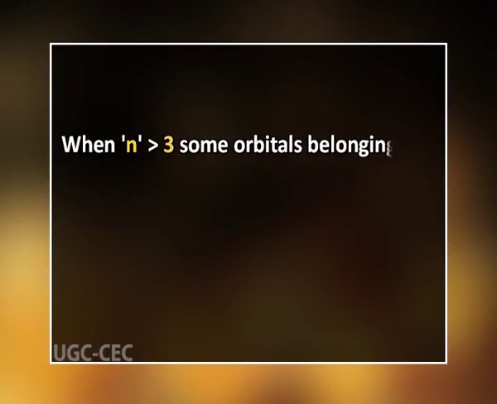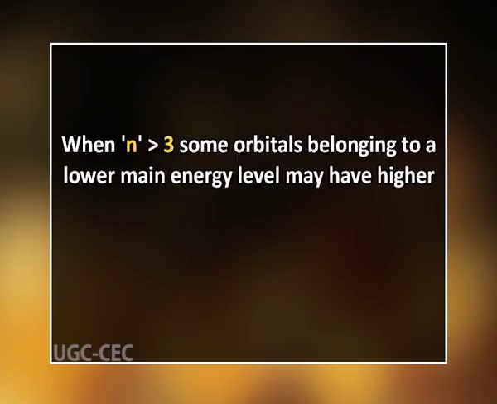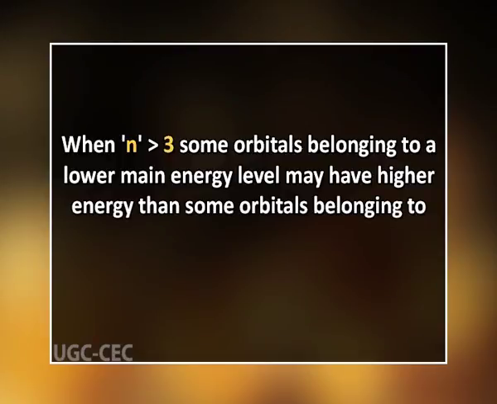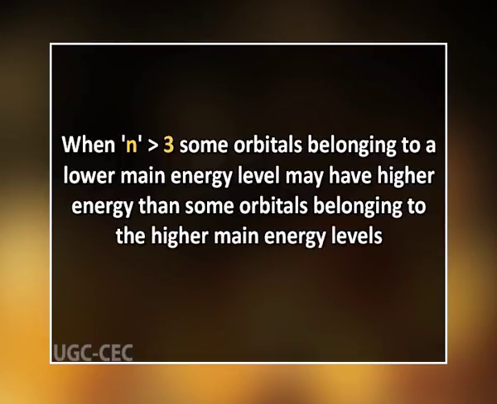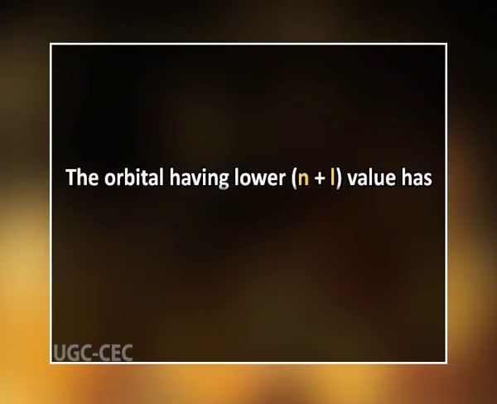When n is greater than 3, some orbitals belonging to a lower main energy level may have higher energy than some orbitals belonging to the higher main energy levels. The orbital having lower n plus L value has lower energy.